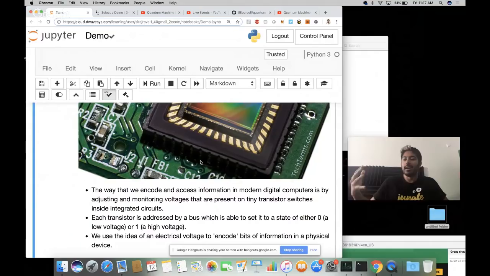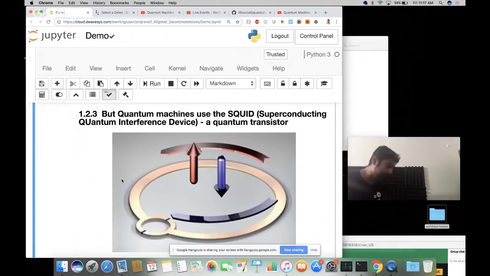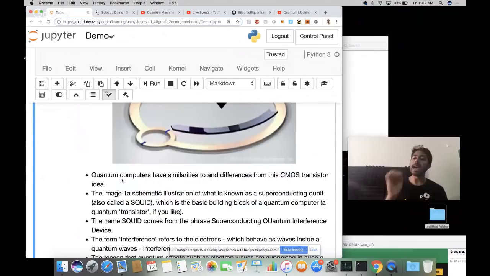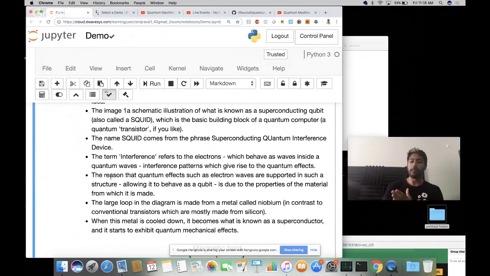But in a quantum machine, instead of using that, they use a SQUID, a superconducting quantum interference device, essentially a quantum transistor. Now, what does a quantum transistor look like? Well, instead of using silicon, it's using a metal called niobium. And this is a very, very interesting metal. I saw it myself, actually, at D-Wave. Very cool stuff. The really interesting property of niobium is that when we cool it down to near absolute zero temperatures, like really freeze this thing, it's going to become a superconductor that starts to exhibit quantum mechanical effects.